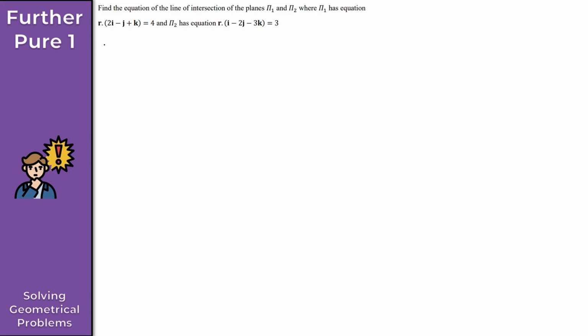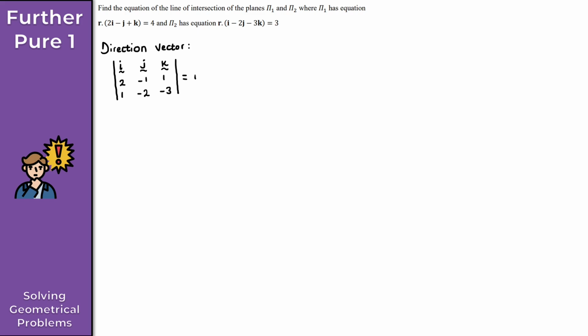Okay, so let's make a note here. For the direction vector, all we're going to do is use the vector product. So we obtain our 3x3 determinant. Along the top row, we have the unit vectors i, j, and k. Along the middle row, we have 2, -1, and 1. And finally, along the bottom row, we have 1, -2, and -3. Let's expand along the top row.